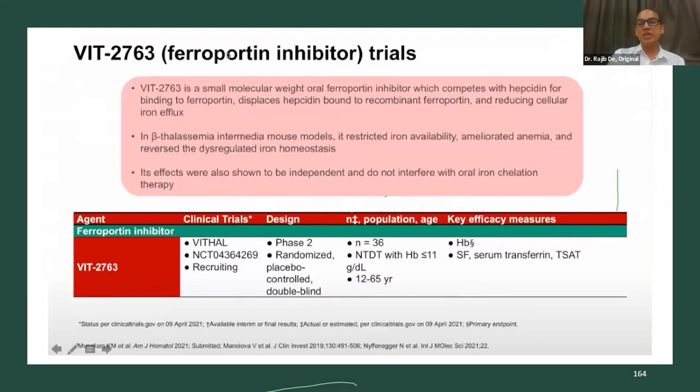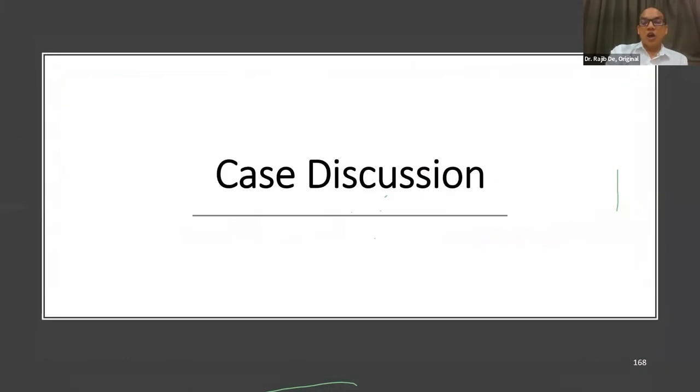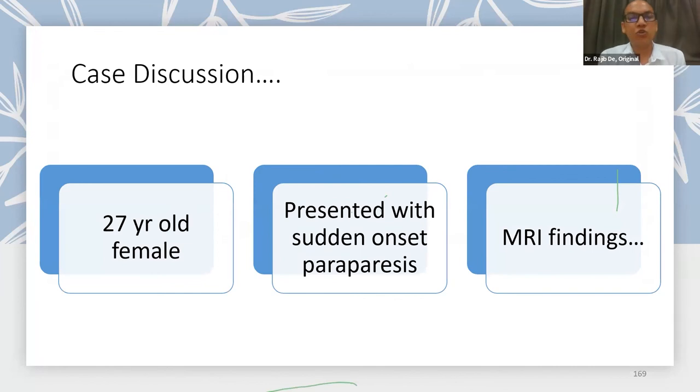So in future, we can see novel agents outside of transfusion, chelation and transplant. After this overview discussion, there are a few case discussions. I will rapidly go through them.